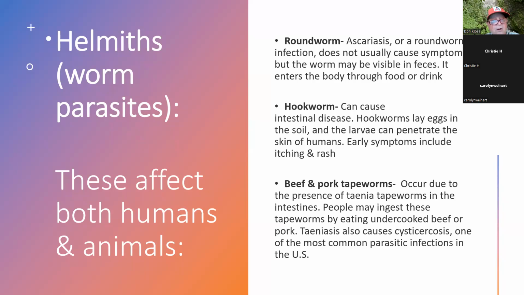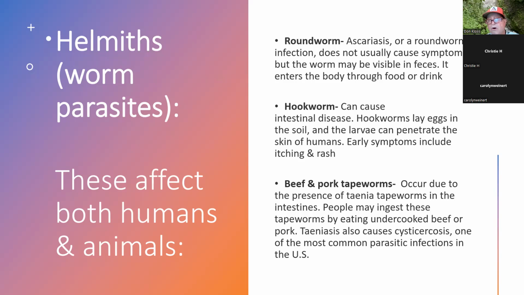And now with the helminths, which there are 6 main types, and this is the first 3. The helminths affect both humans and animals. The first, which I think people are pretty much familiar with, is roundworm, otherwise known as ascariasis. A roundworm infection does not usually cause symptoms, but the worm may be visible in feces, and it enters the body through food or drink.